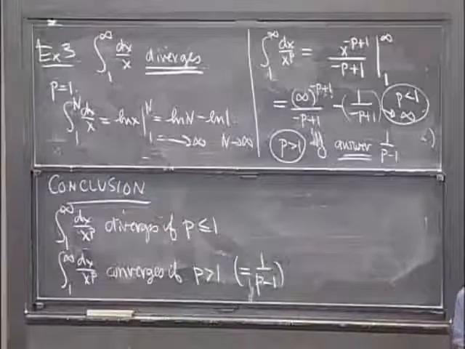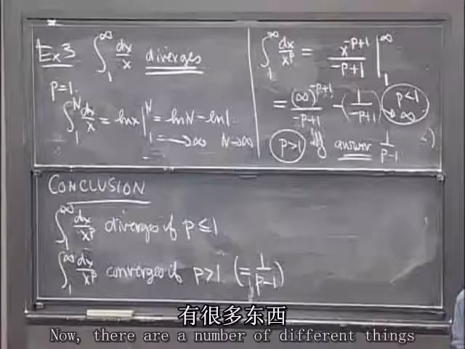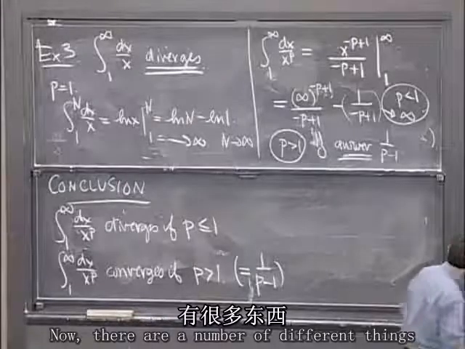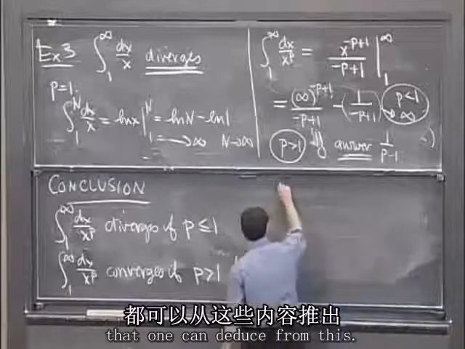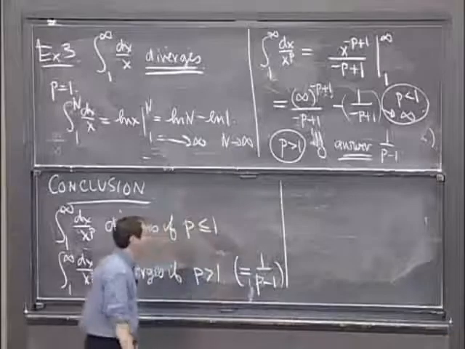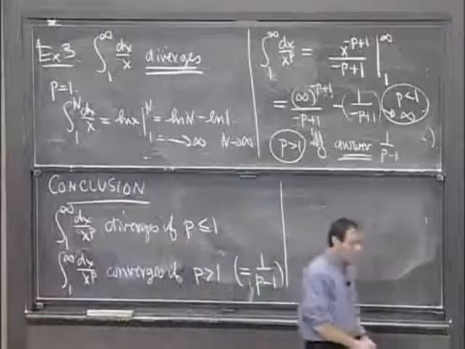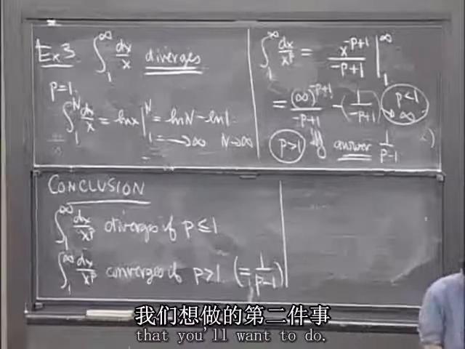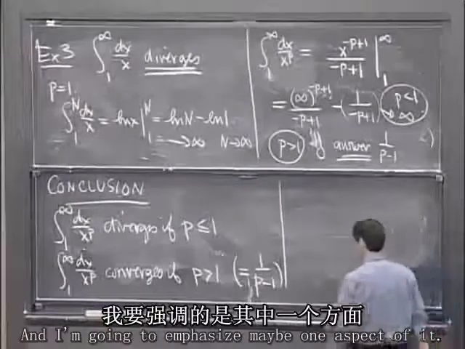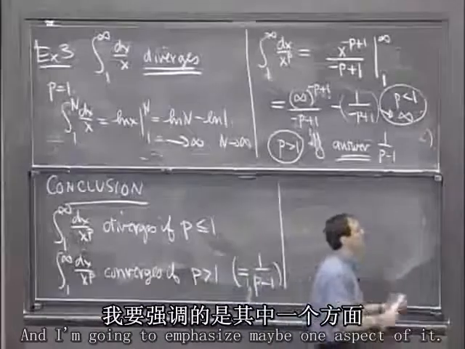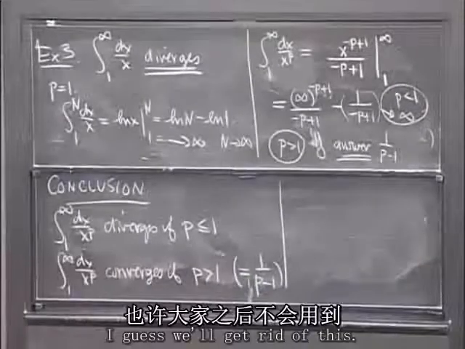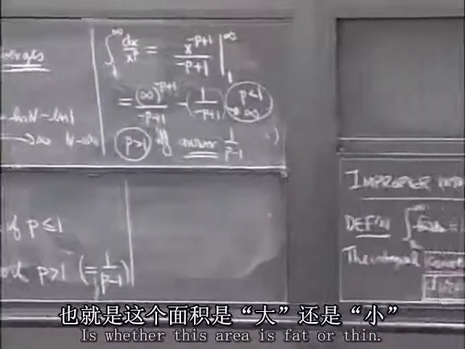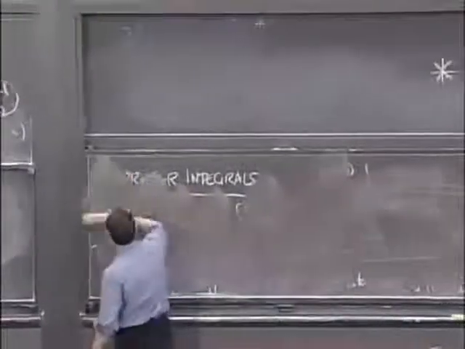All right. Now, there are a number of different things that one can deduce from this. Let me carry them out. So this is more or less the second thing that you'll want to do. And I'm going to emphasize maybe one aspect of it. I guess we'll get rid of this. But it's still the issue that we're discussing here, is whether this area is fat or thin. I'll remind you of that.